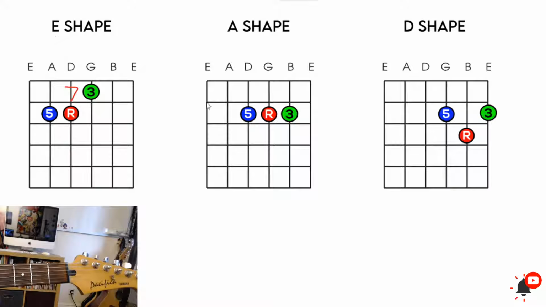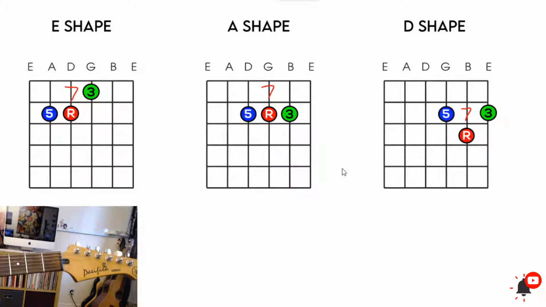So if we look at the E shape and then we look at that A shape, you can see that the 7th is 1 lower again on the A shape. And guess what? It's going to be 1 lower on that D shape.